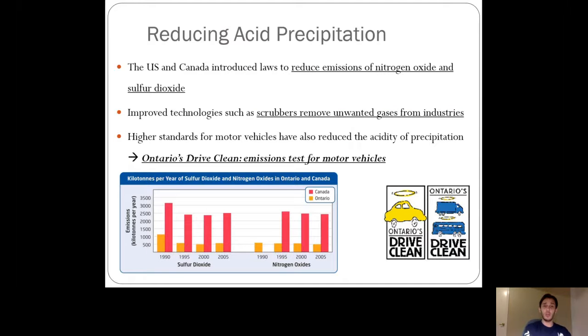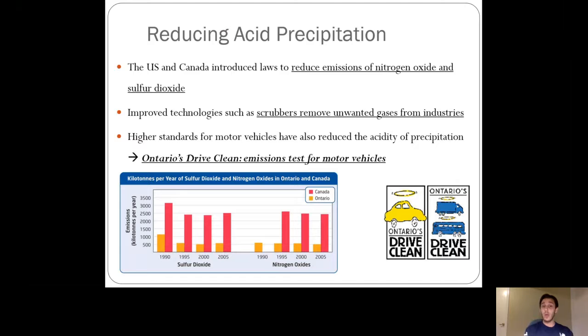What can we do to reduce acid precipitation? Well, there are laws in the US and Canada that are meant to reduce the emissions of nitrogen oxide and sulfur dioxide, both in terms of industry, factories emitting these chemicals, and in terms of cars emitting these gases. There are certain devices, we call them scrubbers, and what they do is filter out the gases leaving a factory. The idea is that they scrub out any unwanted nitrogen oxide and sulfur dioxide that would normally have escaped, and we prevent that from reaching the outer environment.